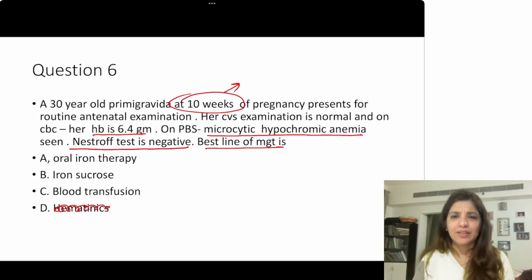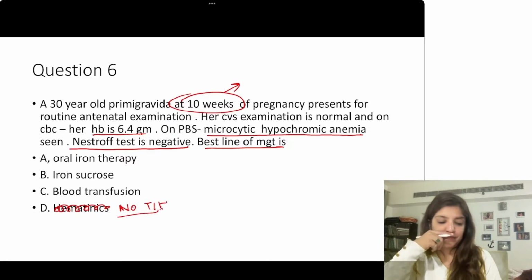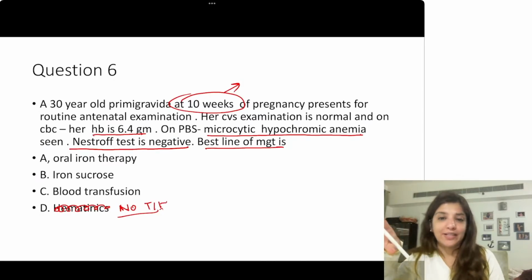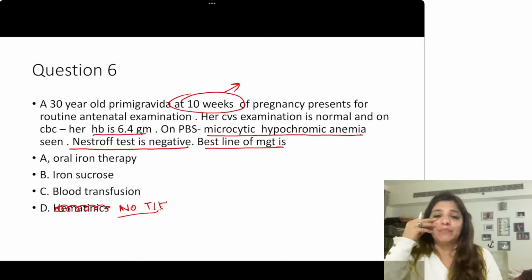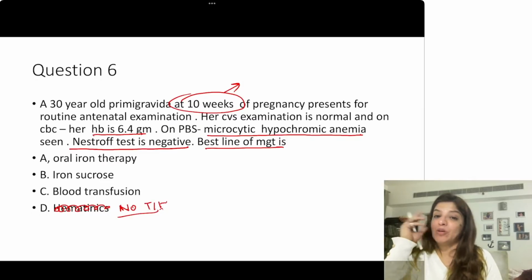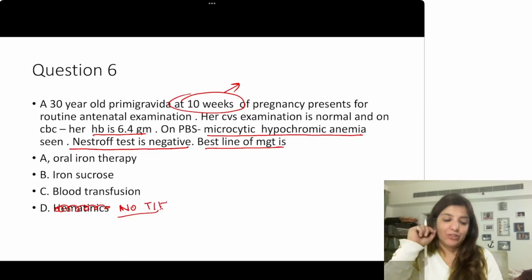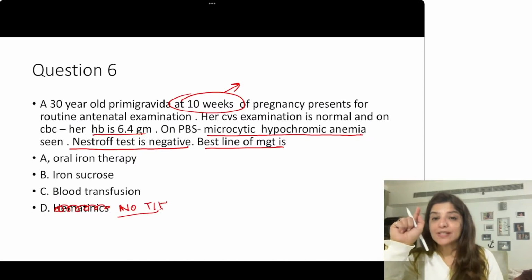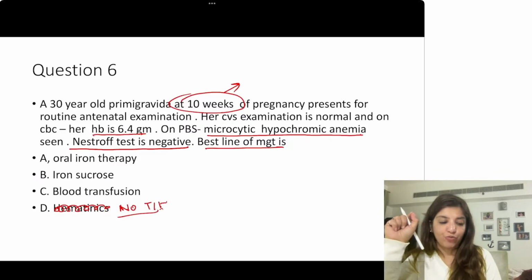So hematinics and oral iron therapy is more or less the same. So I'm putting oral iron therapy, iron sucrose, blood transfusion, no treatment. Let me put D as no treatment. But I'm telling you, D is not the right answer. D, I had to just put in something, so I just put in hematinics. D is not the right answer. A, B or C, that is, you have to tell me. Oral iron therapy, sucrose or blood transfusion. Patient is coming to you at 10 weeks of pregnancy and her hemoglobin is 6.4.